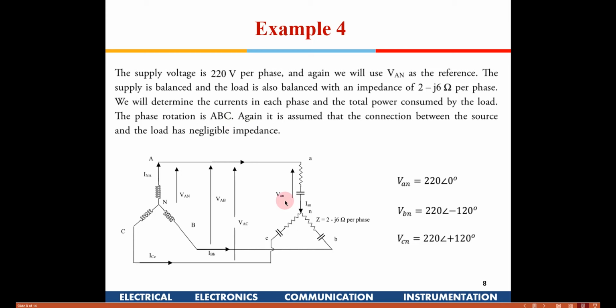Since it is now a YY connection, the phase voltages will be 220, and here it's not specified that there will be any phase lag, so we assume it to be 0. So Bn is minus 120, and then Cn. An means A with respect to neutral, Bn means B with respect to neutral, and Cn means C with respect to neutral. So these are the three phase voltages.